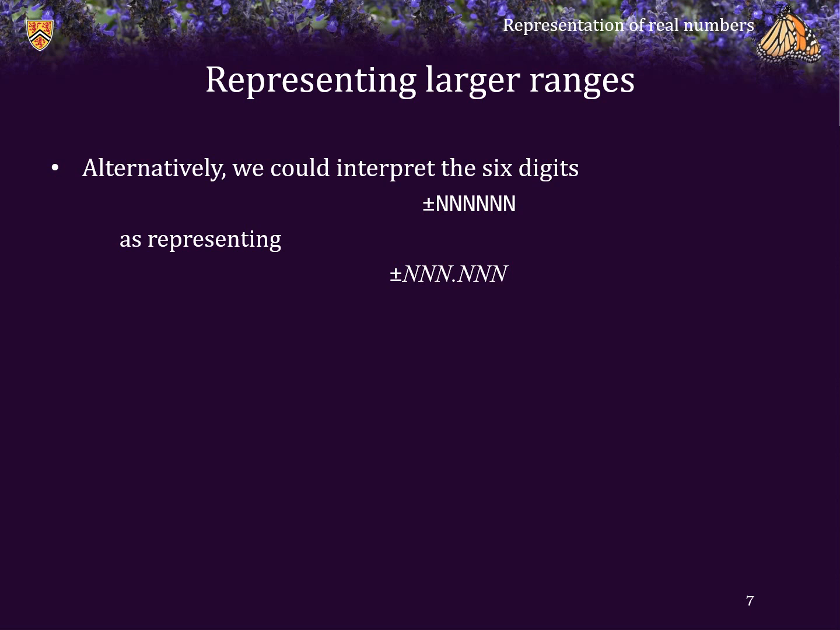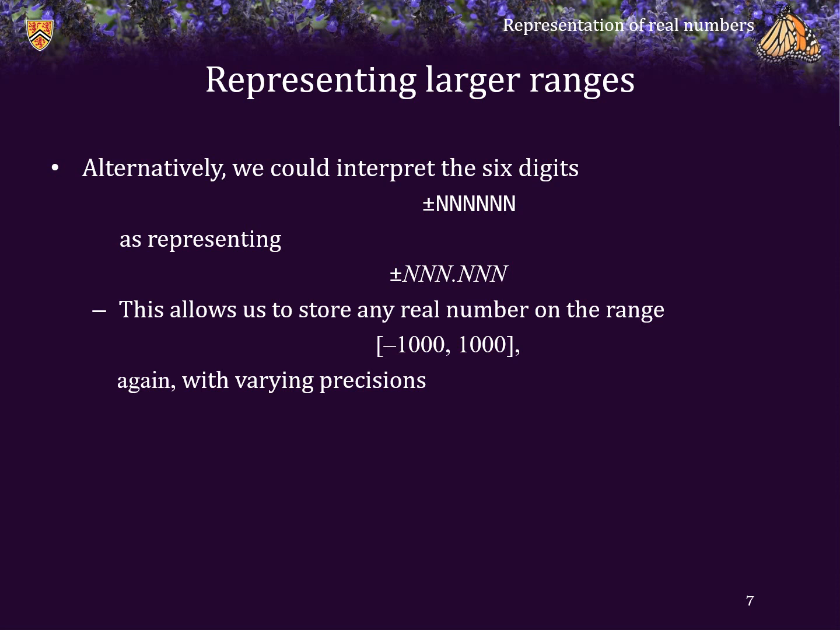Alternatively, if we wanted to store small real numbers, we could instead interpret 6 digits as representing the following real number. You'll notice here that the first 3 digits represent the integer component, and the next 3 digits represent the mantissa. And once again, we could perform various floating point computations on this, such as addition, subtraction, multiplication, and division. This would allow us to store any real number, at least approximately, on the range from negative 1,000 up until 1,000, and once again with varying degrees of precision.